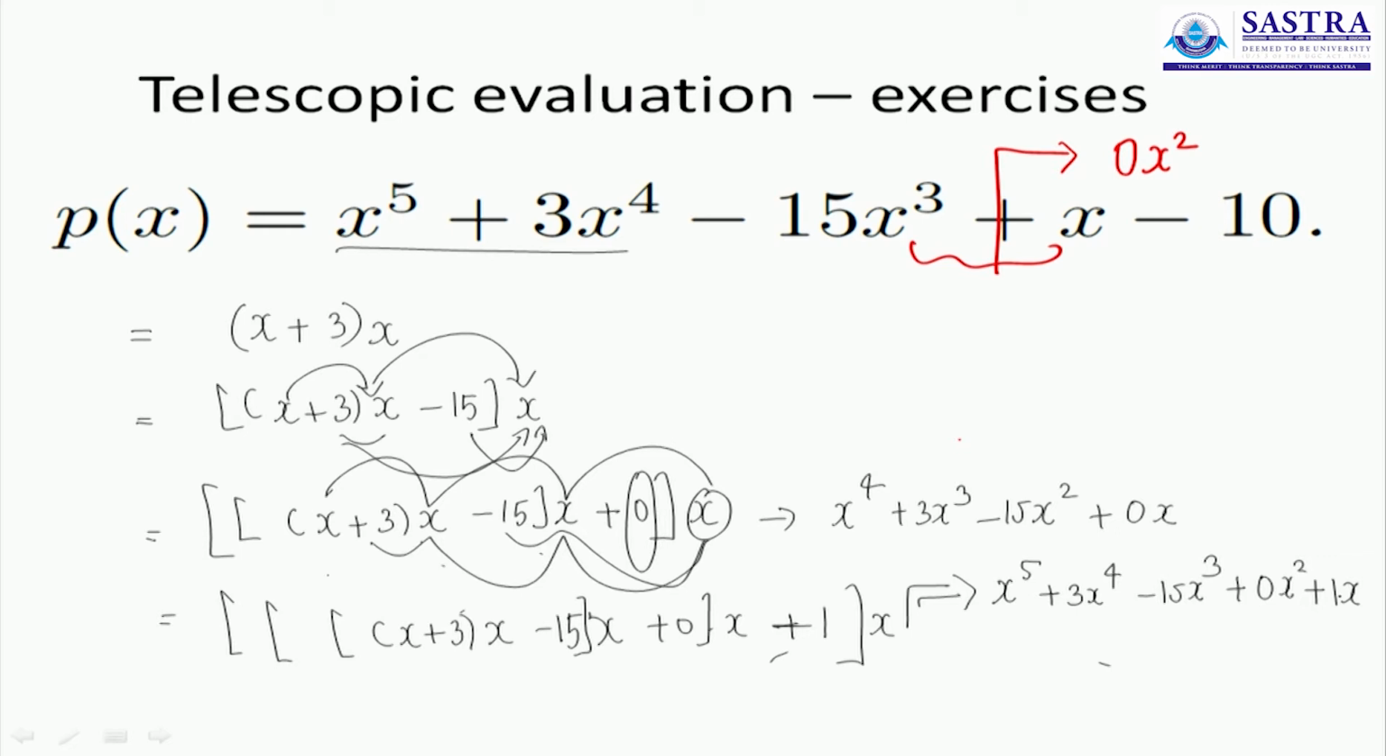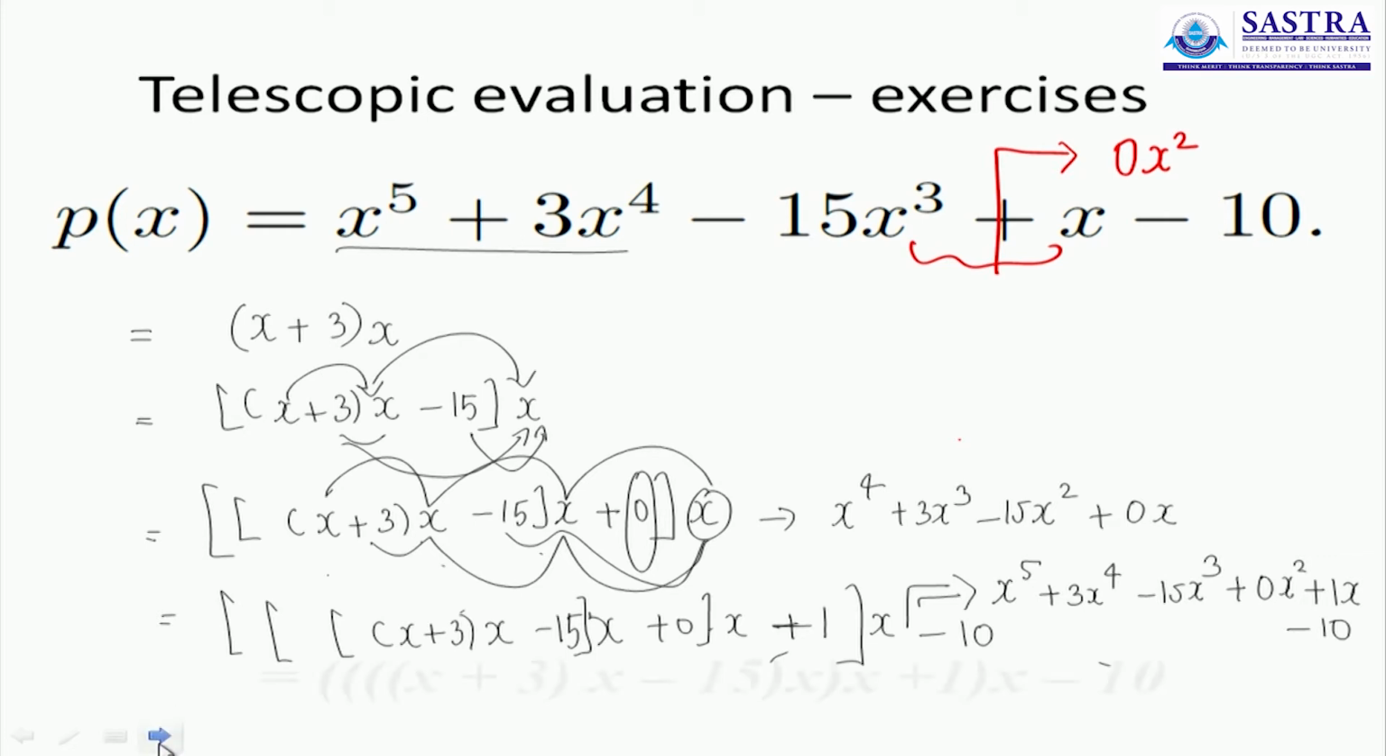And now what is missing? What is missing is just the constant. So you can just subtract the 10 and get the required answer. So we have once again reduced a given polynomial into simpler terms.